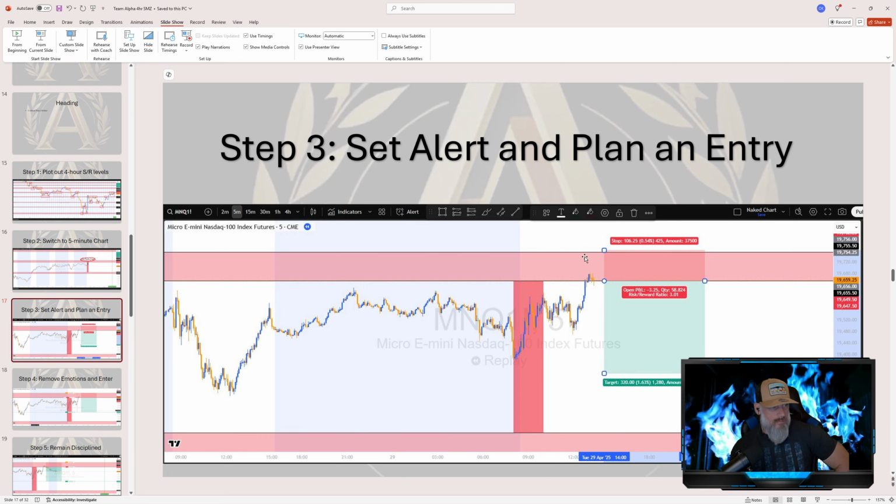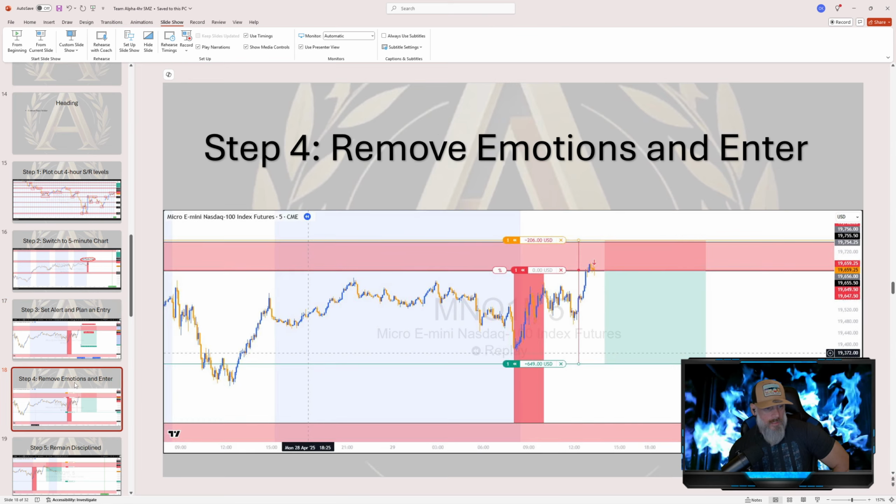We talked a little bit about rejections and breakouts earlier, and more importantly, we are going to remove the emotions and just enter. We want to trade like a robot. In this trade here, we're risking $206 to make $650 or so, and then leave it alone. Let the trade develop. We're not going to run that stop loss up the price's butt.